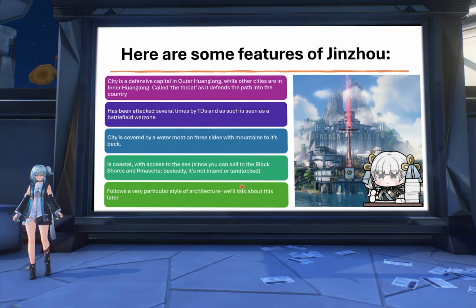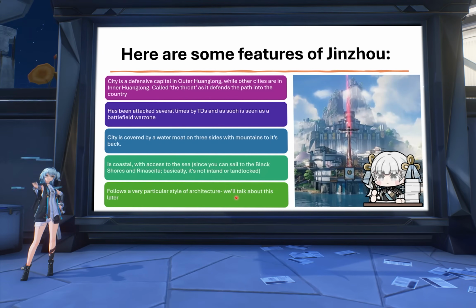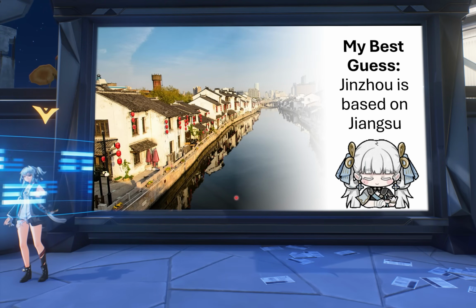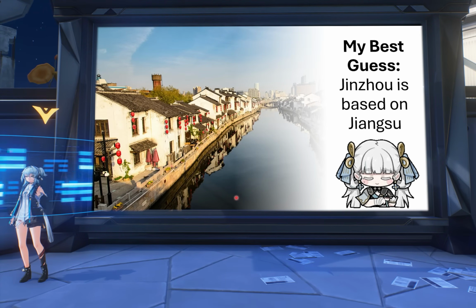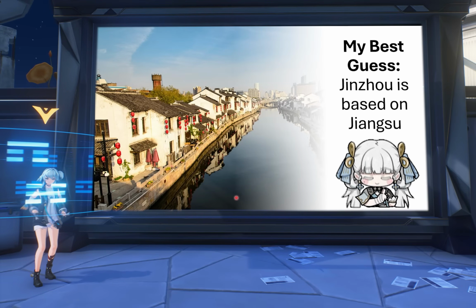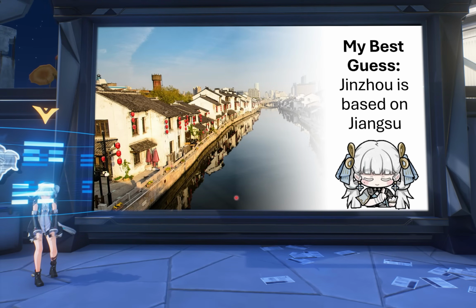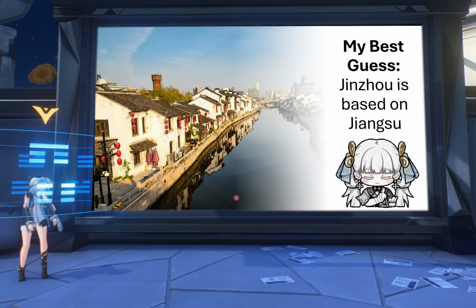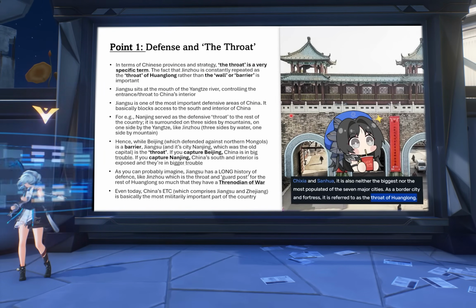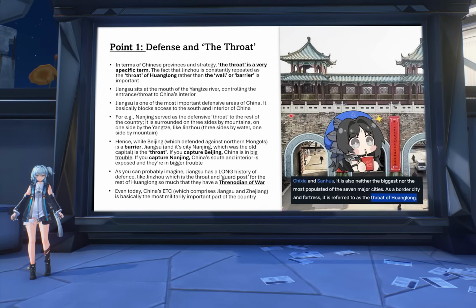It also follows a very particular type of architecture, and we'll talk about this on the next slide, right? Because my predominant theory is that Jinzhou is based on the real Chinese province of Jiangsu, and on the next slide, I'll talk about all my reasons for why. And it's gonna get very deep into Chinese culture, so make sure you guys are prepared for that, okay? So, the first point we have to go through is Jinzhou's nature as a defensive capital. It's primarily made for defense of the newest city, and is considered the throat of Huanglong.